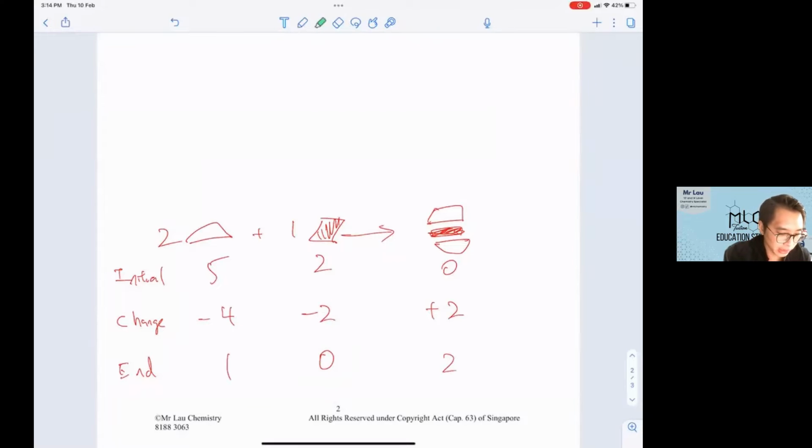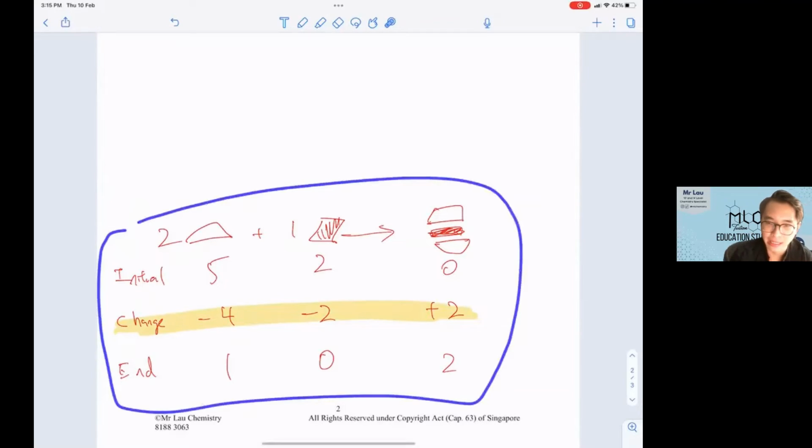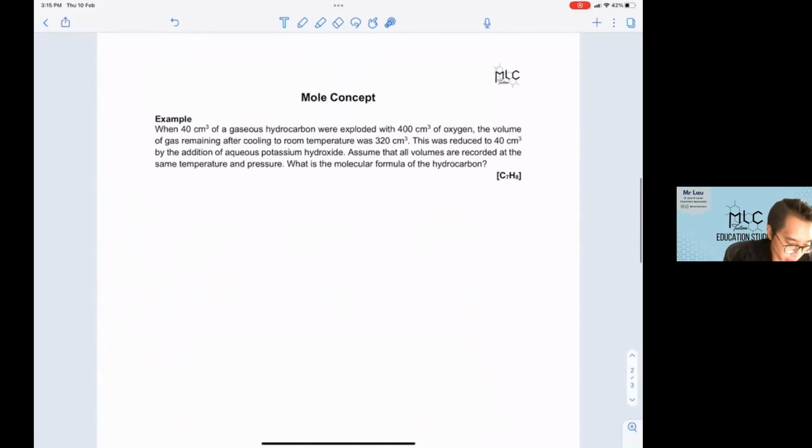Okay, the important point that you need to notice here is that out of the I, C, and E, the only thing that follows the mole ratio will be your C. Your C will follow your 2:1:1 ratio. Okay, so this is what you need to take away from your ICE table. The C will follow the mole ratio.